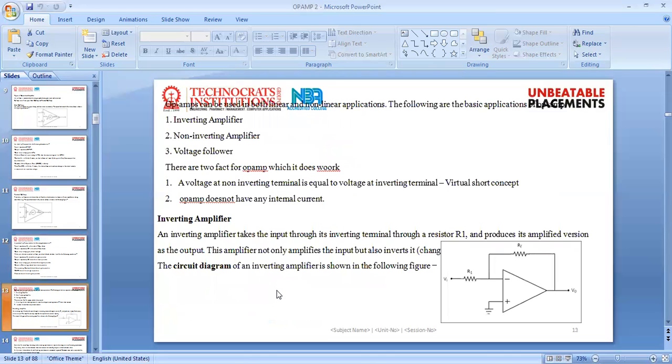Next, op-amp can be used in both linear and non-linear applications. The following are the basic applications of op-amp. First one is the inverting amplifier. Second one is the non-inverting amplifier. Third one is the voltage follower.